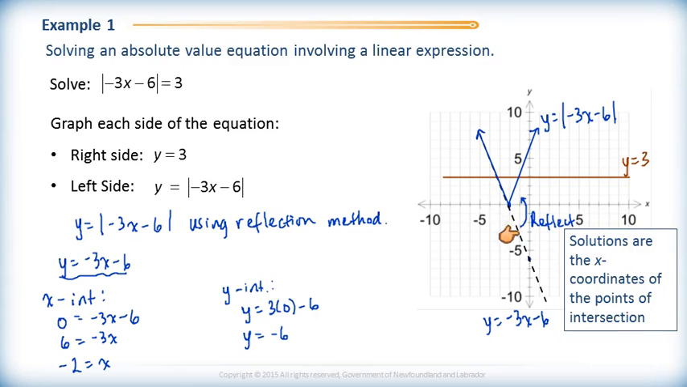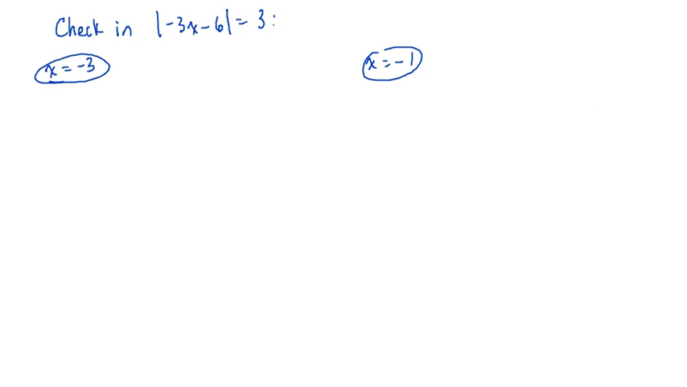So this right arm was a reflection of the negative part of the graph of y equals negative 3x minus 6. We're interested in the x-coordinates of the points of intersection. So we have points of intersection when x is negative 3 and when x is negative 1. We only need the x values because the original equation only contained x's. Now, graphing is difficult to do accurately lots of times, so we check our answers in the original equation.